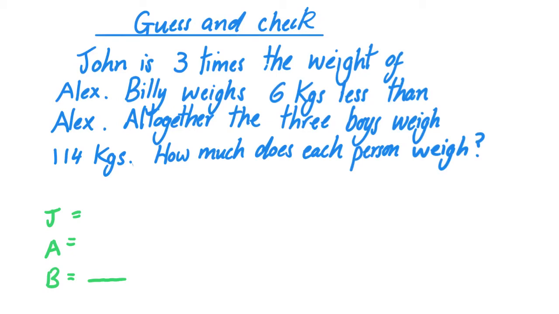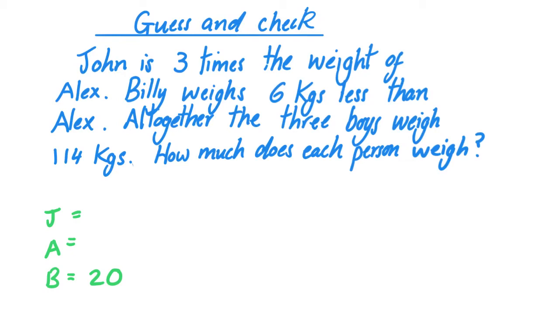So I'm going to keep guessing and checking until I get to 114 kilos. Now, it might take me a few goes, so this isn't something that you can rush. I always like to start with a nice even number just to see how things go. We've got 3 weights here that we need to think of to make 114. One of them's 3 times more than the other. So I'm just going to start with nice round numbers. Let's start off with Billy at 20.